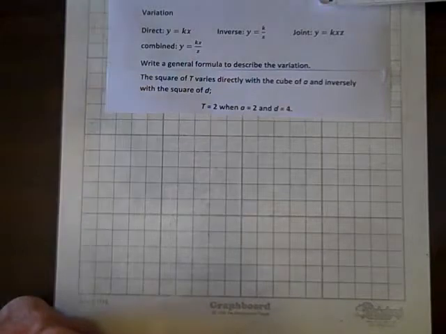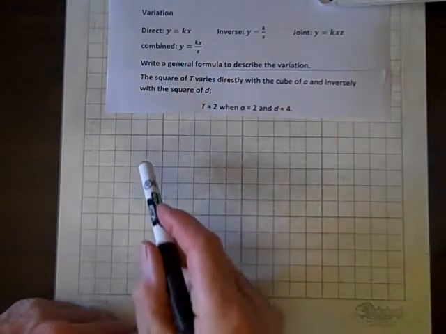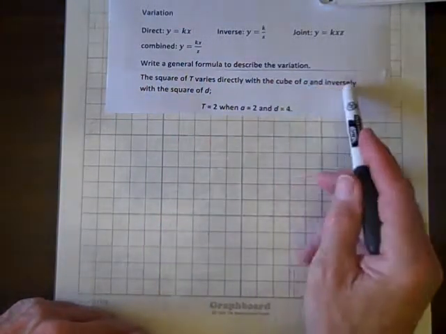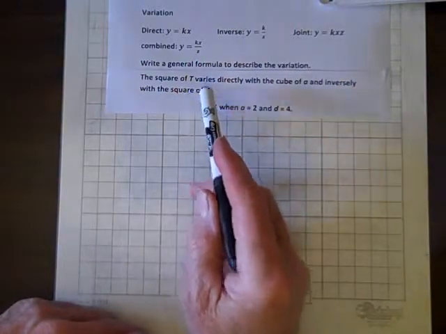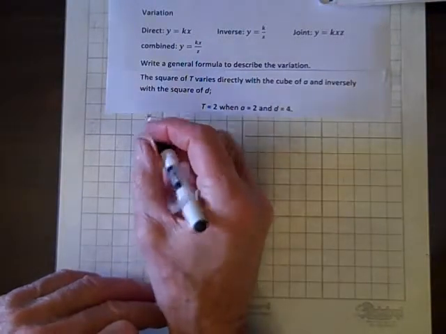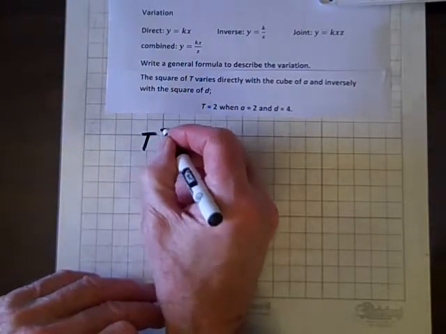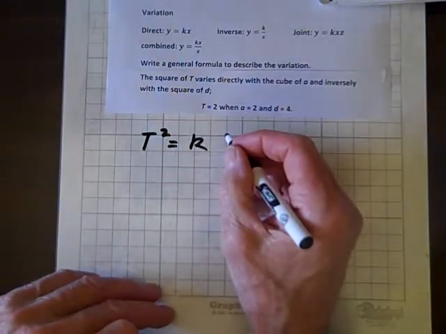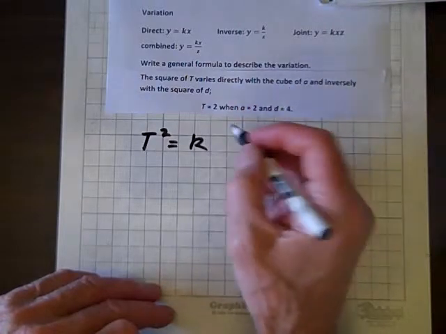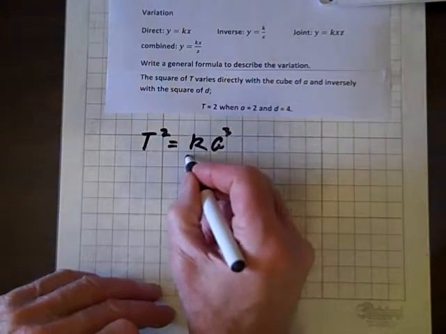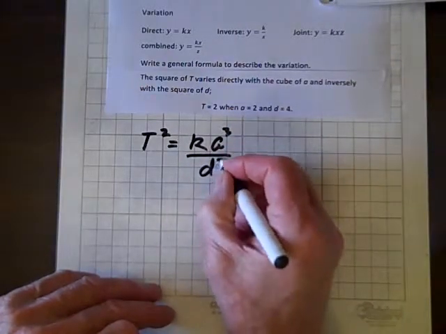Now we are to write a general formula to describe the variation. The square of t varies directly with the cube of a and inversely with the square of d. So they told us what type of variations to use. So t squared equals constant of proportionality k times, directly with the cube of a, so that's a cubed, and inversely with the square of d, d squared.